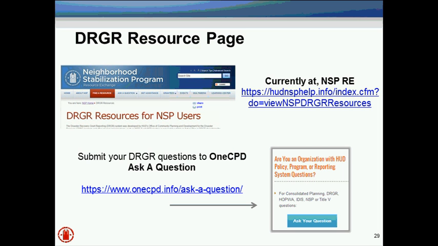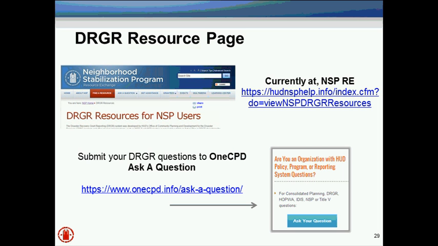As always, we have a few resources for everyone. On the current NSP, or Neighborhood Stabilization Program, Resource Exchange, there is a DRGR resources page under Find a Resource, and you'll see quite a bit of information in there, from the new performance measure accomplishment guide, which helps you walk through how to do accomplishments and gives you some tips and pointers, to past webinars. This one will be posted in there, et cetera.